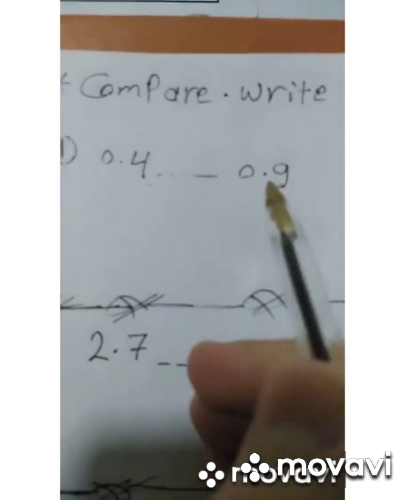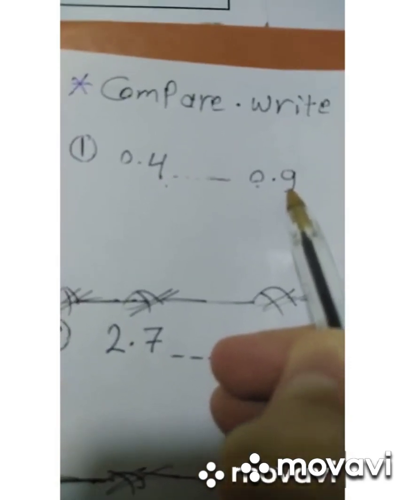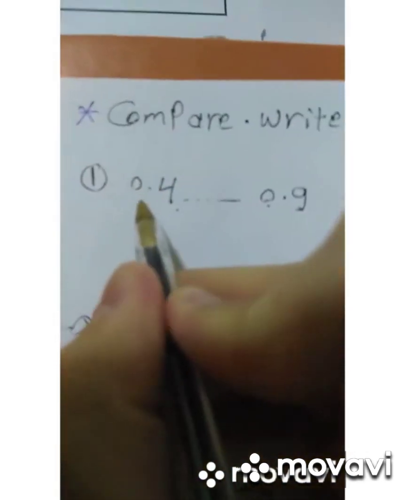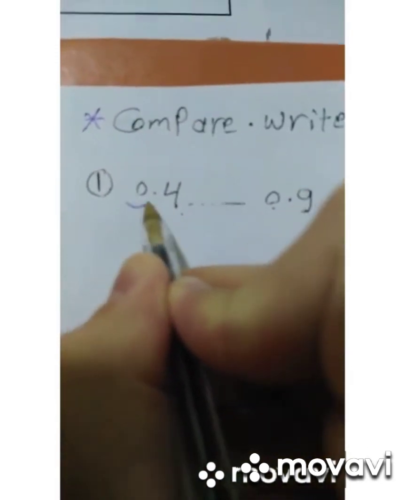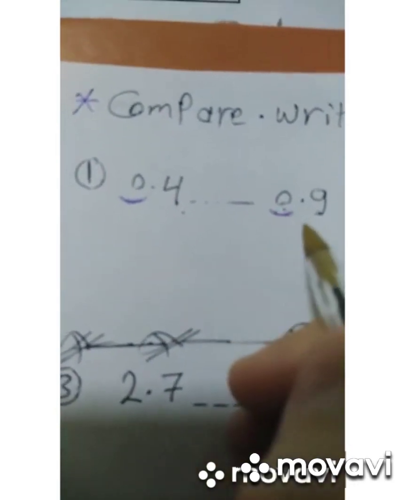Now guys, let's solve some examples and compare the two decimals. Okay, number 1. We have in number 1 4 tenths and 9 tenths. Okay, the first step, go to what? Go to the whole number. The whole is what? The whole here is 0. And the whole in this decimal is 0. So they have the same wholes.